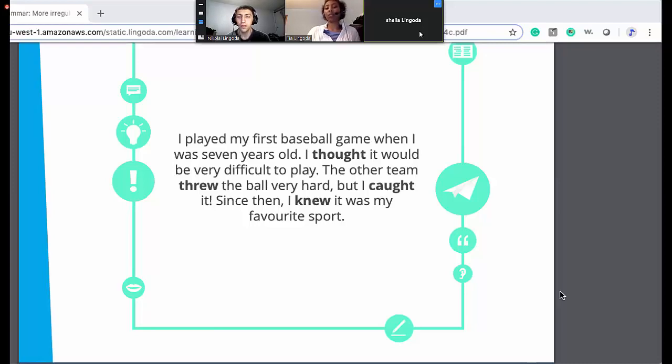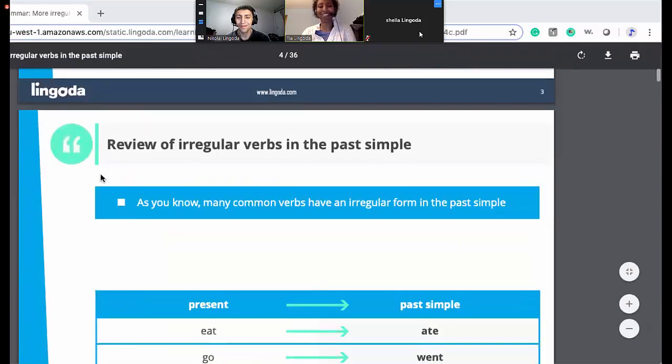Good. Okay. So these are all in the past simple. What is the present simple of thought, Sheila? Think. Good. Nikolai, what is the present simple of threw? Throw. Good. Sheila, what is the present simple of caught? Catch. And Nikolai, the present simple of knew? Know. Okay. So you know that. So let's see how you do after.